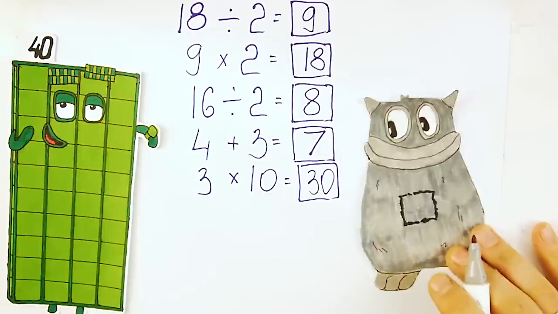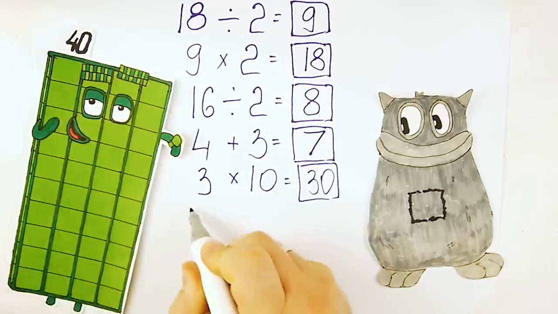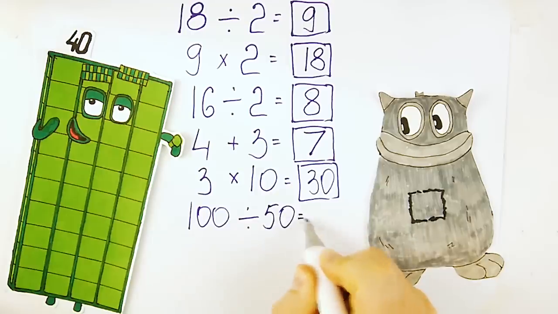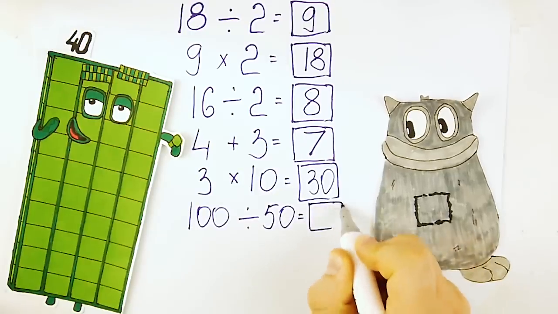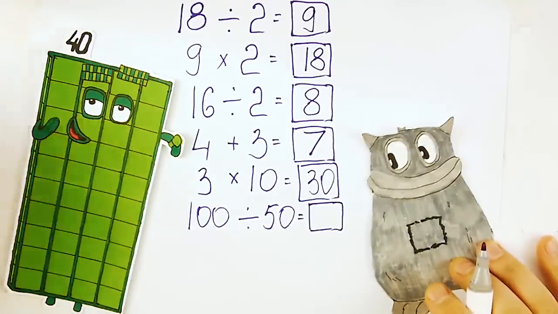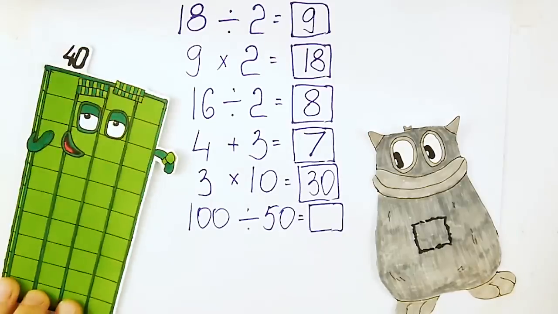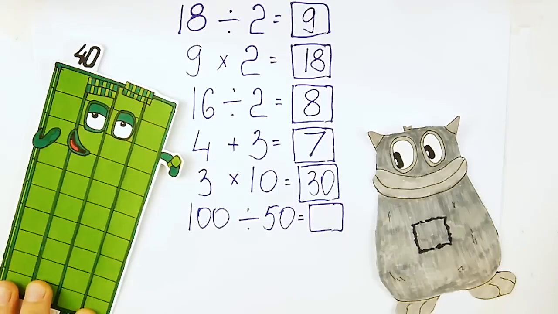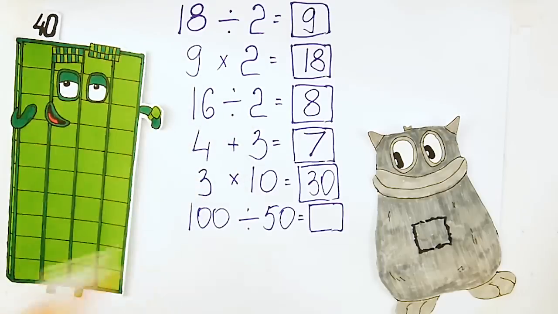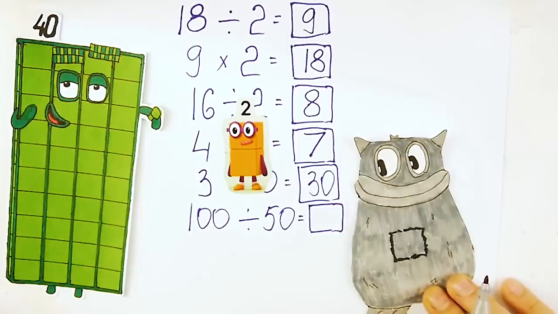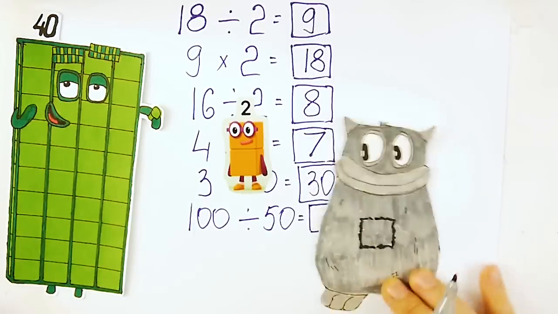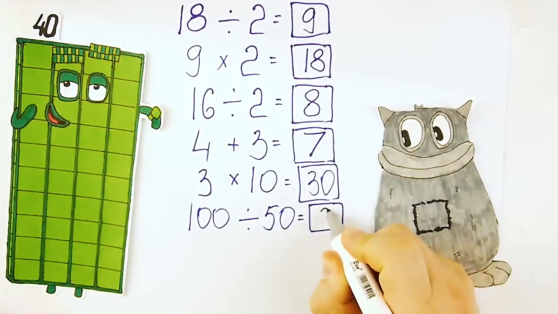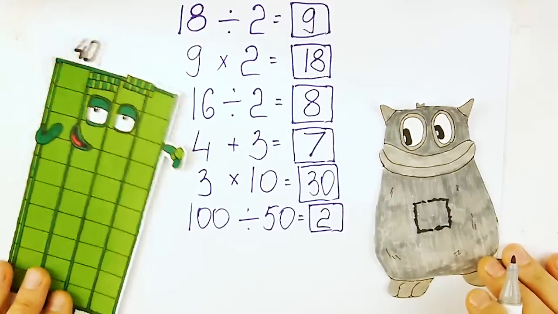Good. And next example for you. I am ready. 100 divide into 50 equals yum. Which number block is missing? Maybe. Right answer is number 2. Hey, what should we do with your right answer? Of course, number 2 is right answer. 100 divided into 50 equals number 2. Good, yeah, of course.